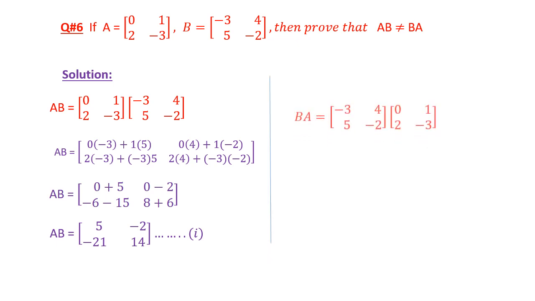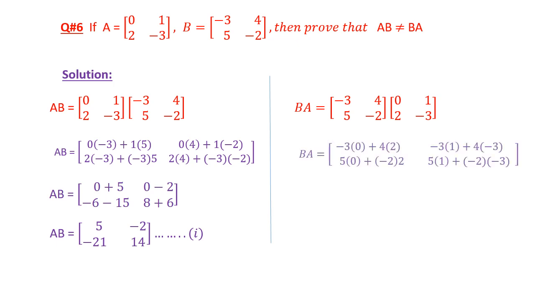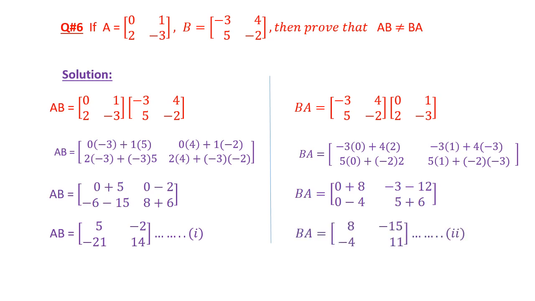Now we will find BA. So multiply matrix B with matrix A. Multiplying in the same way, and after solving, we have BA is equal to equation number 2. Dear students, you can see that from equations 1 and 2, AB is not equal to BA.